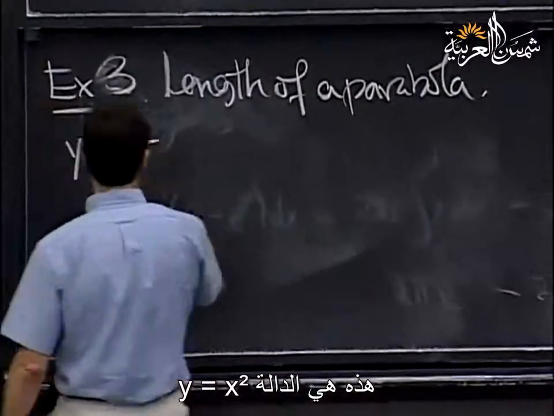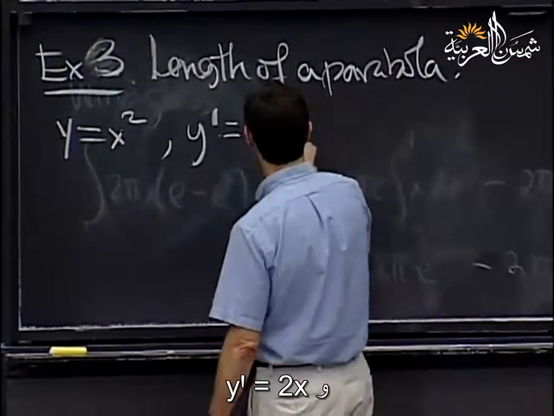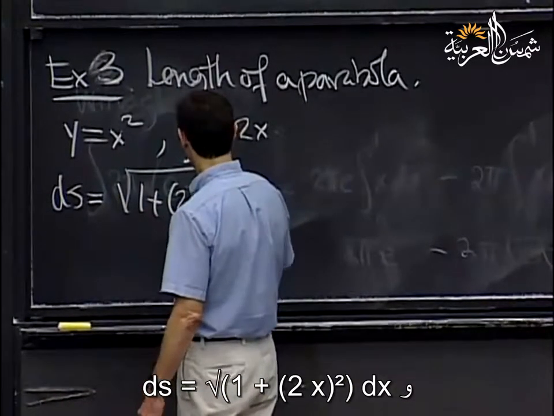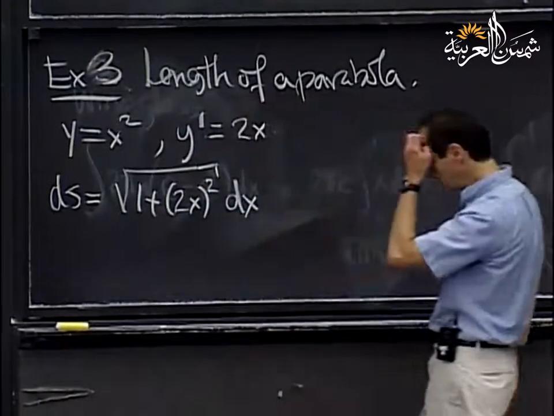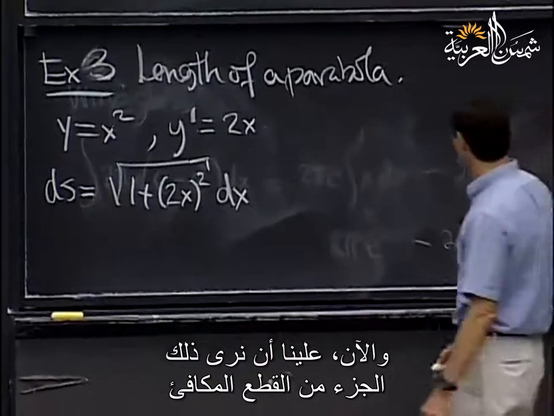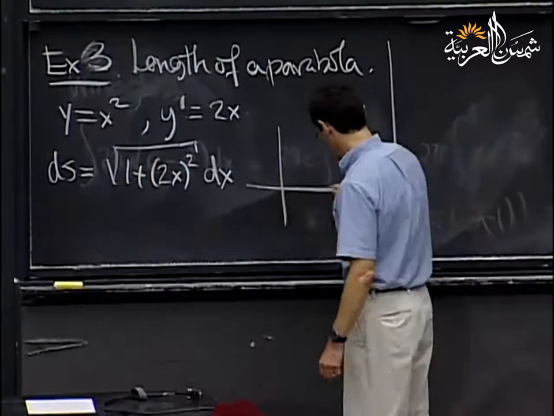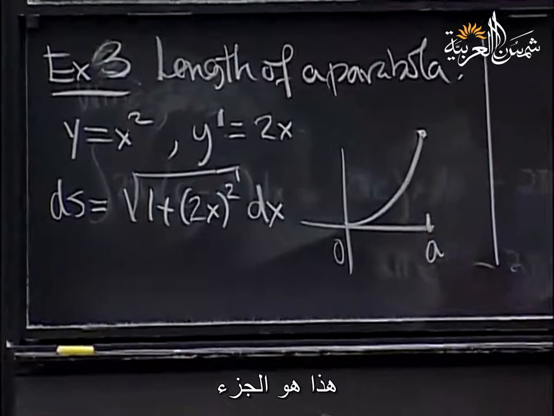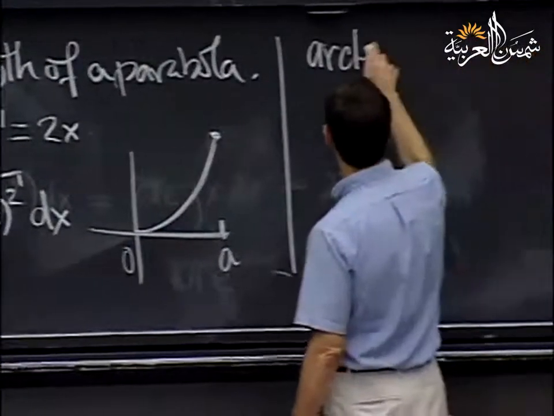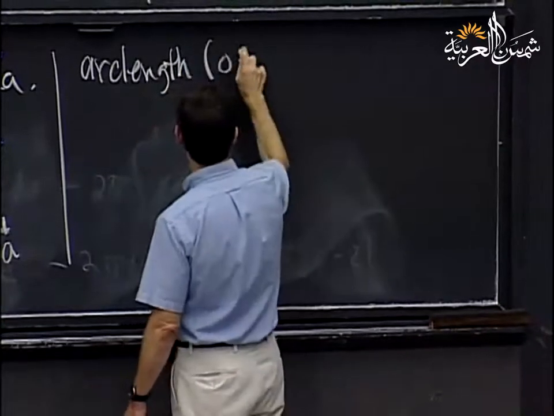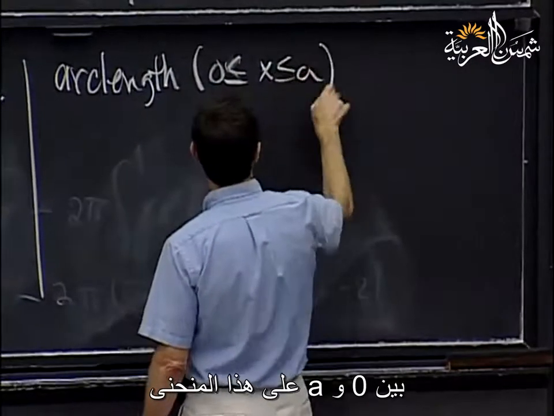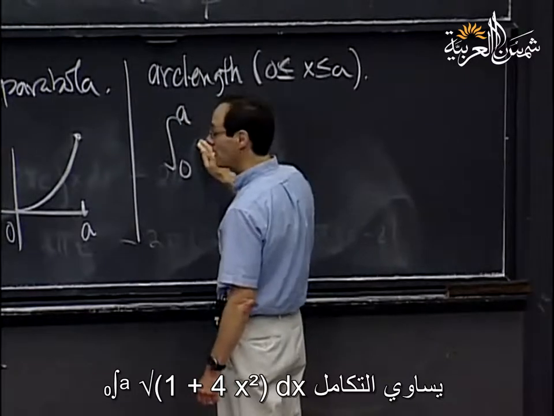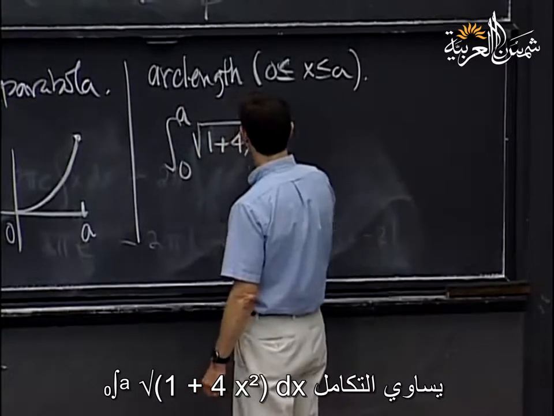So this is the function y equals x squared. y prime is 2x, and so ds is equal to the square root of 1 plus the quantity 2x squared dx. And now I can figure out what a piece of a parabola is. So I'll draw the piece of parabola up to a, let's say, starting from 0. So that's the chunk, and then its arc length between 0 and a of this curve is the integral from 0 to a of the square root of 1 plus 4x squared dx.